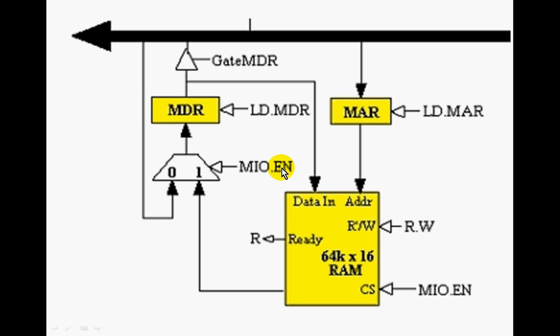Additionally, notice that when the value of MIO.enable is 0, the value passed into the MDR comes off of the system bus. Finally, the RAM will output a ready signal R when it has completed its memory transfer. With that, the basics of the memory unit are covered.